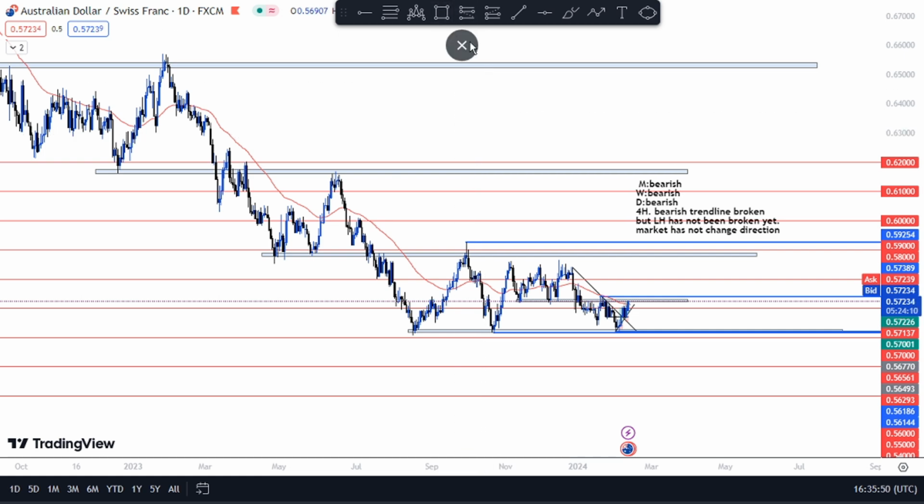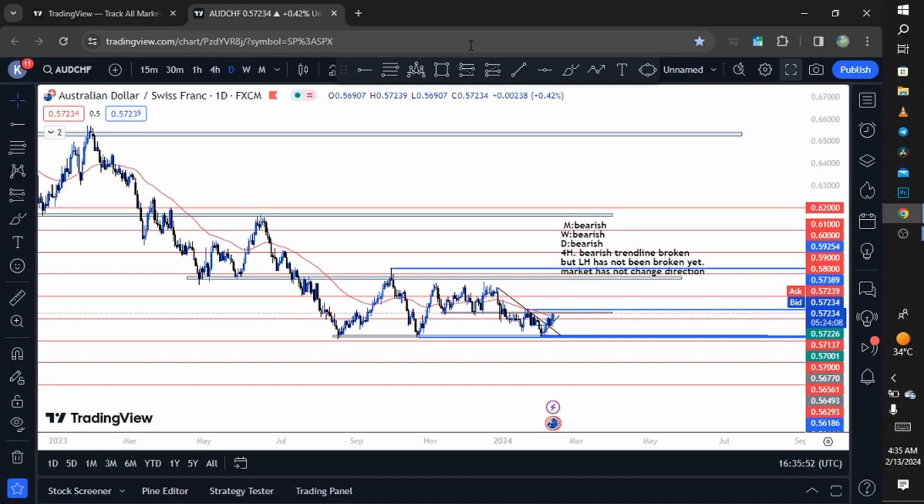Okay, so now let's go to the 4 hour where we look for our entry positions. So all we are going to be thinking about is a sell position. Okay, because since all the higher time frames are in line that the market is bearish, you don't want to go against that. You want to follow it. You want to follow where the market is going.